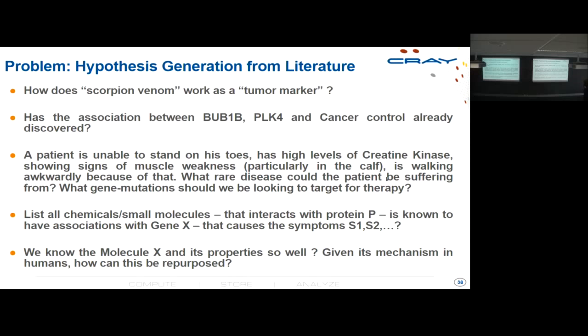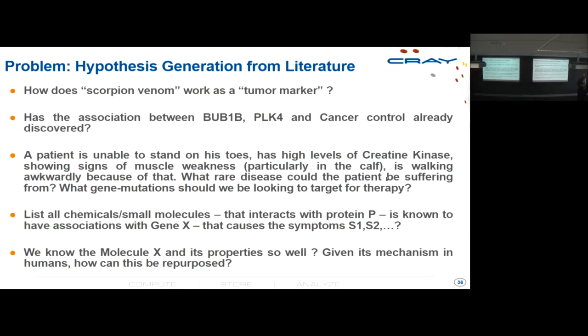How can three associations be put together? How can they be discovered in terms of multi-combinational pathways? And a doctor would come in and ask about a patient that I've not diagnosed yet, where none of the traditional standard of care diagnostic techniques are working. I know that he has high levels of certain signs, and signs of muscle weakness. He's walking awkwardly, but I don't know what disease he's suffering from. Then you would get questions like, I have this molecule that I've researched for 20 years. I also want to know about some of the molecules that you could include as part of my drug preparation, whatever it is. What are some chemicals you think about and so forth?